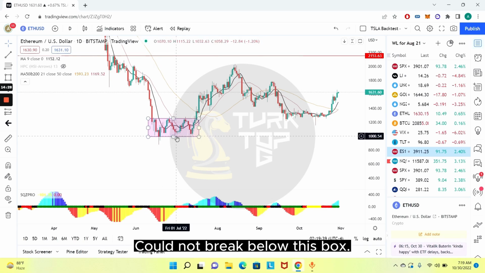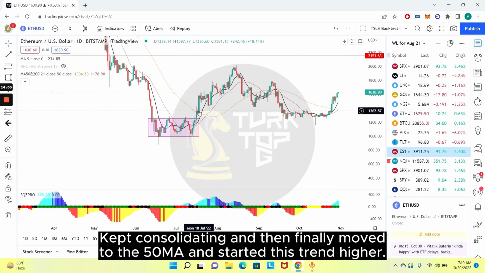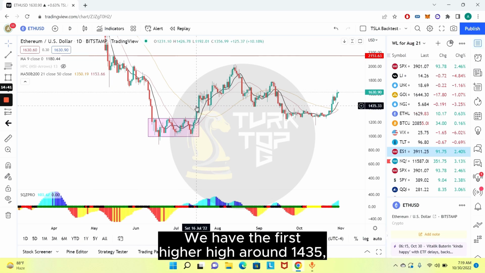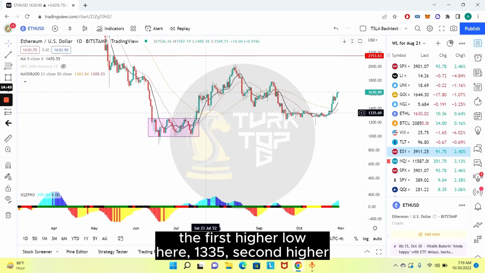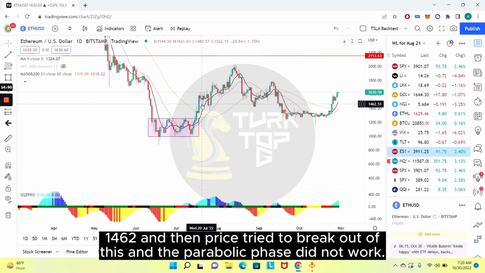It could not break below this box. So we went back above the 21 MA. It kept consolidating and then finally moved to the 50 MA and started this trend higher. Once this box broke out, we have the first higher high around 1435, the first higher low here, 1335, second higher high around 1640, second higher low around 1462, and then price tried to break out of this in the parabolic phase, did not work.